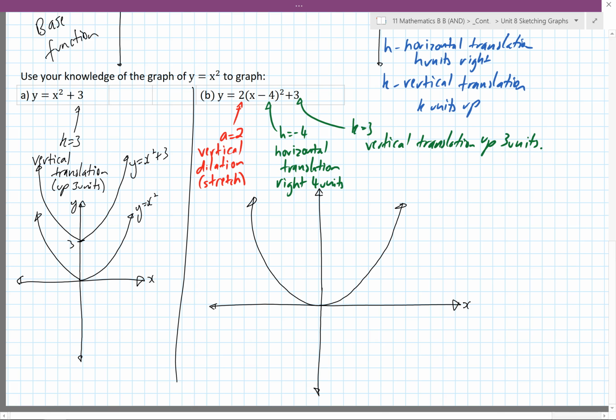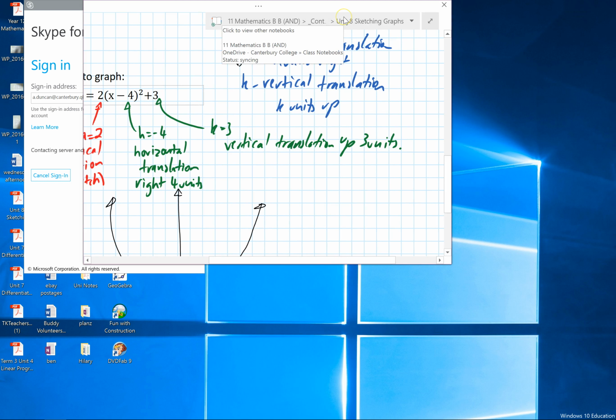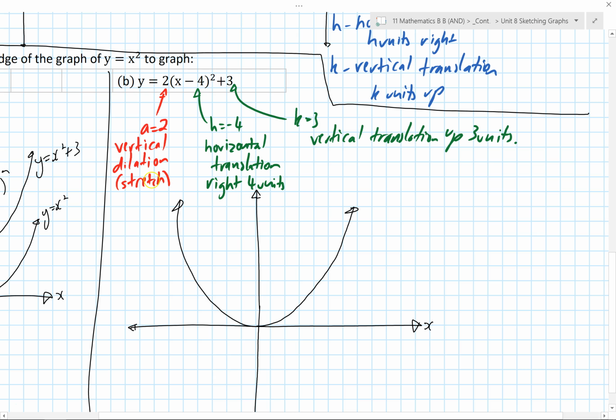Okay, I'll do the vertical dilation first. So I need to double all the distances. This is away from the x-axis. Okay. And at the moment this is y equals 2x squared compared to my x squared.